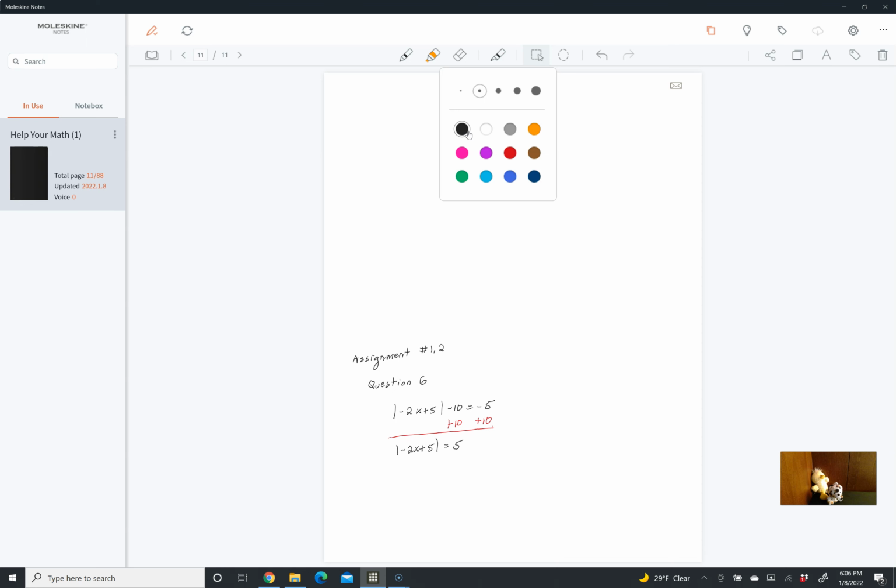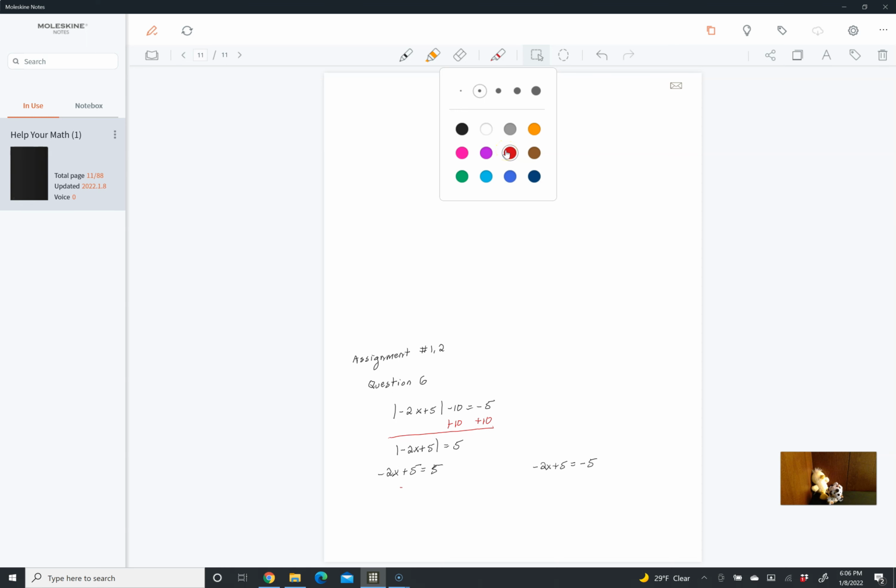So the first equation is negative 2x plus 5 is equal to a positive 5, because the absolute value of that would be 5. Or negative 2x plus 5 is equal to negative 5, because in both cases, the absolute value will be 5. Remember, absolute value drops the sign. So now we just need to solve those equations.